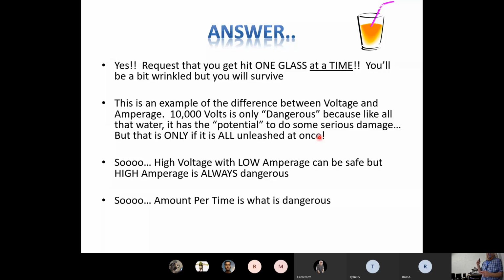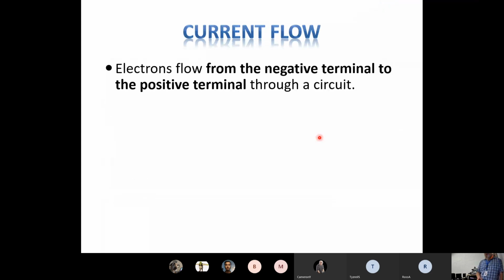So amount per time is what's dangerous, or amperage. Okay, current flow. We just wrote this down in our notebook, so it's not necessary for you to write it down again.